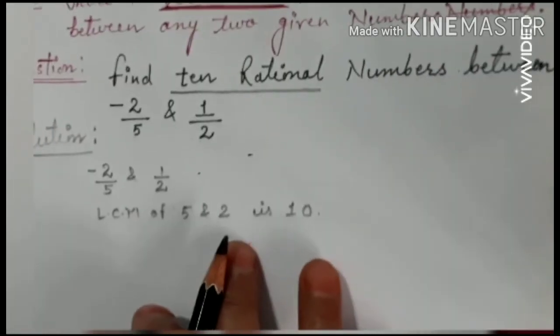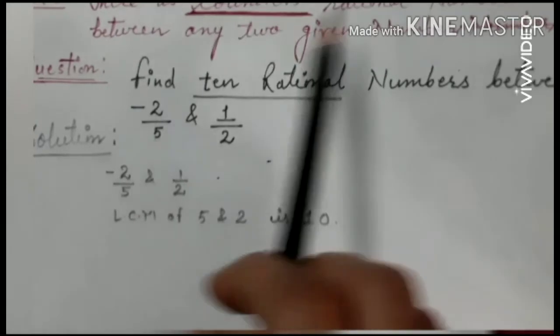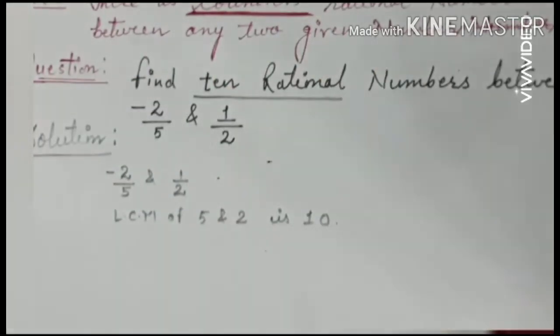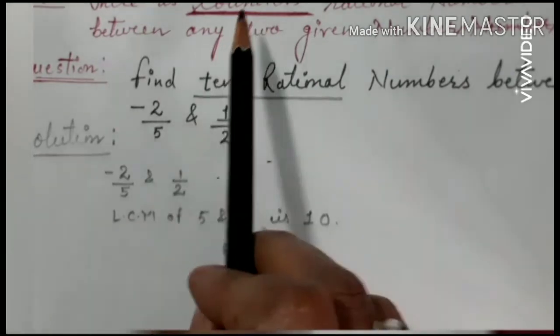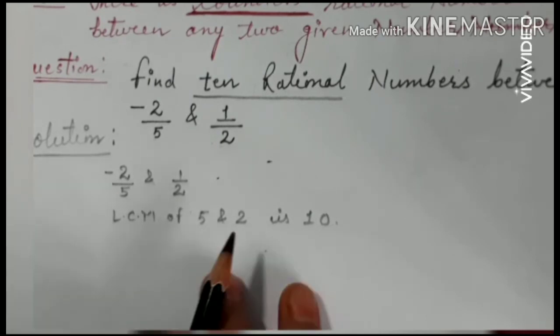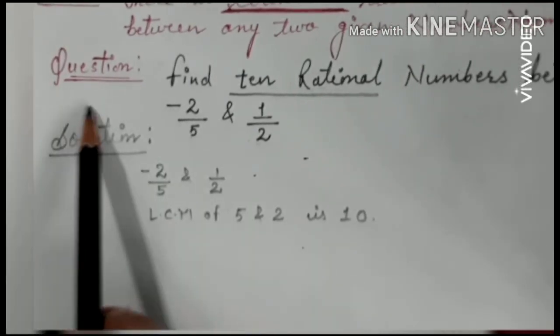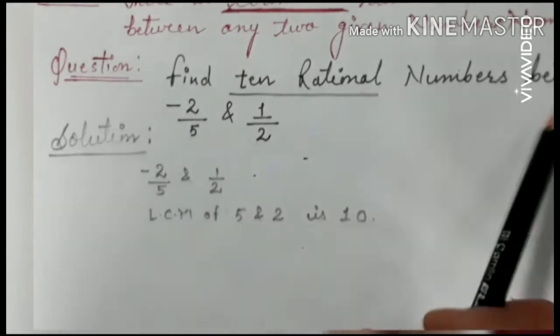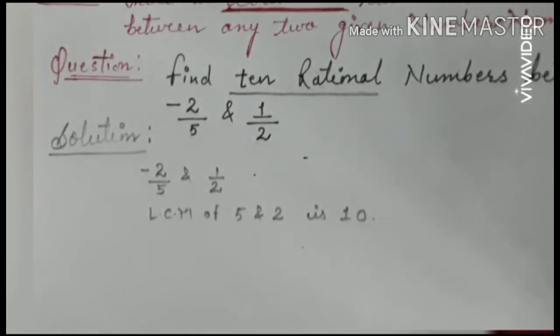You know that there are countless rational numbers between any two given numbers. Earlier we have studied that there are countless rational numbers between any two given rational numbers. So we have taken one question here: find 10 rational numbers between minus 2 upon 5 and 1 upon 2.